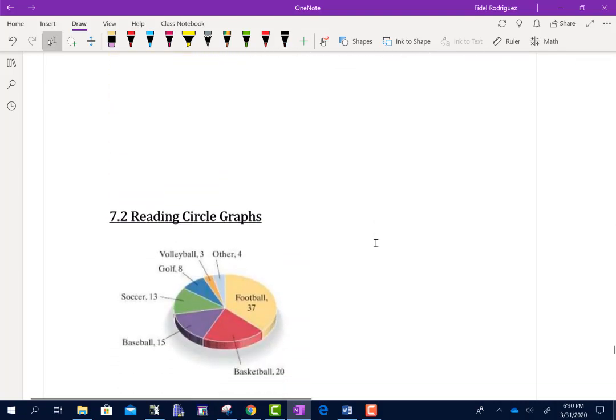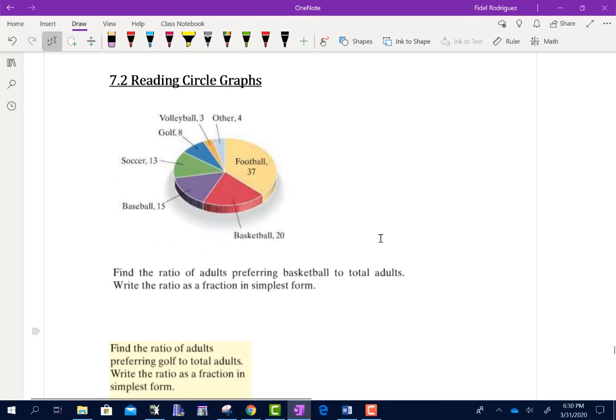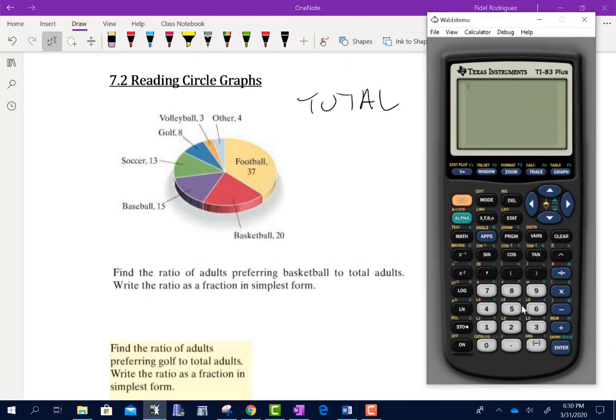Alrighty. Guys, I'm going to go ahead and do this all in one video because this section is pretty short here. So reading circle graphs. Okay, it says the ratio of adults preferring basketball to total adults. So number one, what we need to do is find the total. So again, I'm going to take my calculator, move this over here, clear that out, and just start adding them up.